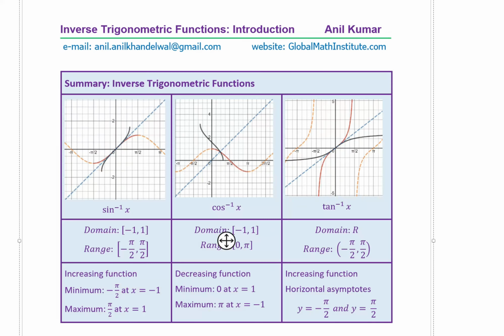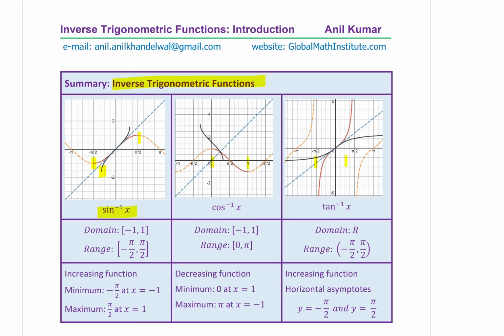Now let's summarize what we have learned so far. To find inverse functions, we restricted the sine function, cosine function, and the tangent function. The restriction for the sine was between minus pi by 2 to plus pi by 2, right? And for cosine, it was from 0 to pi. For tangent, from minus pi by 2 to plus pi by 2. So this is summarized here.